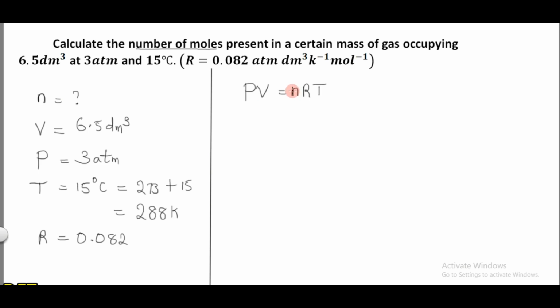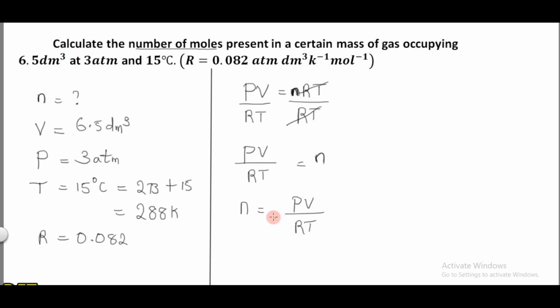So to make this n the subject of the formula, I will divide both sides of the equation by the coefficient of n, which is RT. The coefficient of n is whatever that is attached to n, and that is RT. So this is divided by RT. This RT will cancel out this RT so that this n can stand alone. So that will be PV over RT is equal to n. In other words, my n is equal to PV over RT. So this expression and this expression are the same.